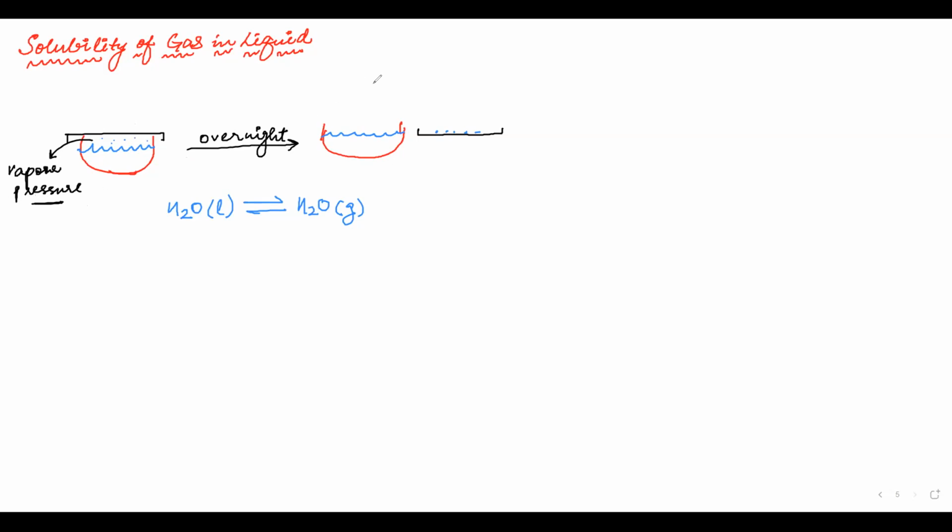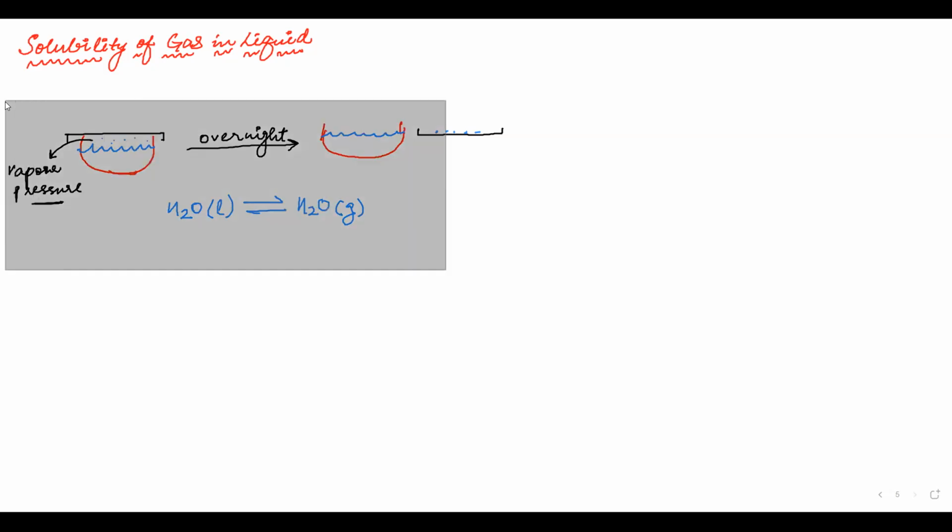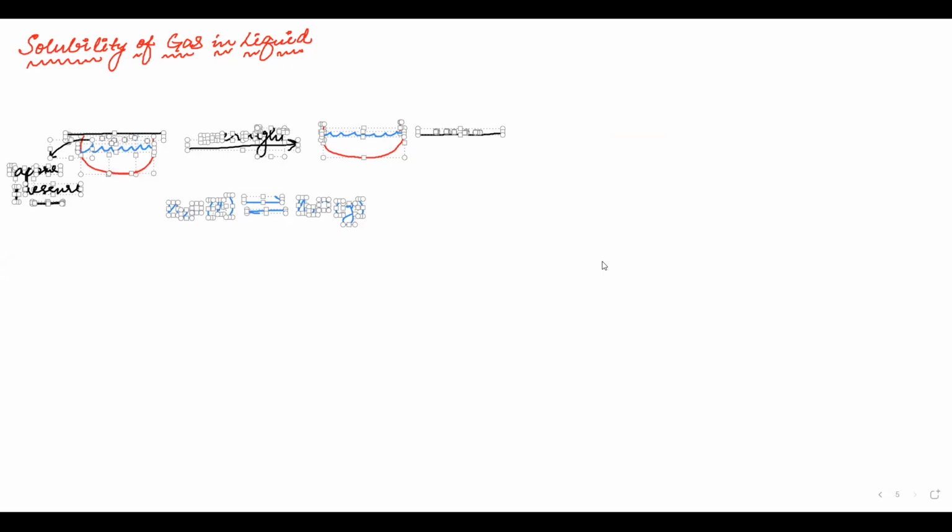I've just told you this because of what happens if we have a gaseous solution. The best example would be oxygen dissolved in sea water, because if oxygen is not dissolved, then aquatic animals will not have any life, right? So gases can be dissolved in water. You have to just keep this in mind about vapor pressure. Now, when gases are dissolved in water, what happens?